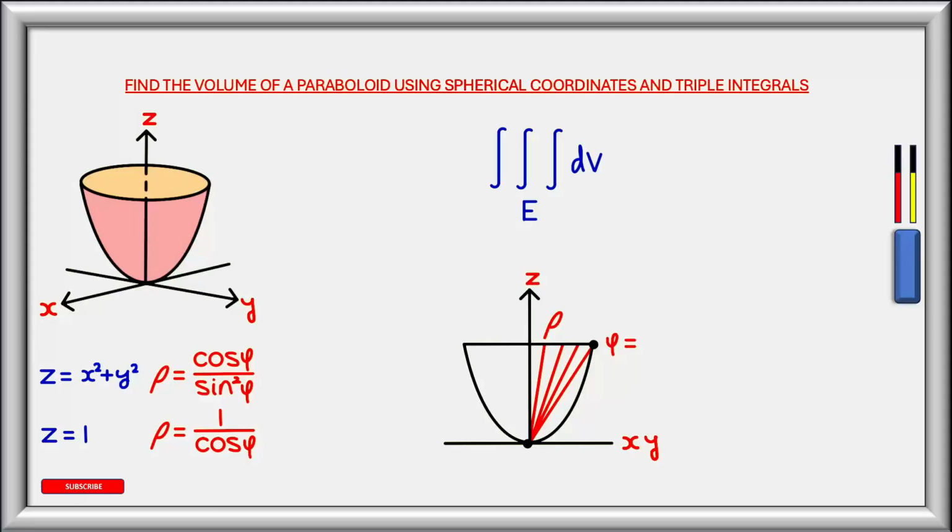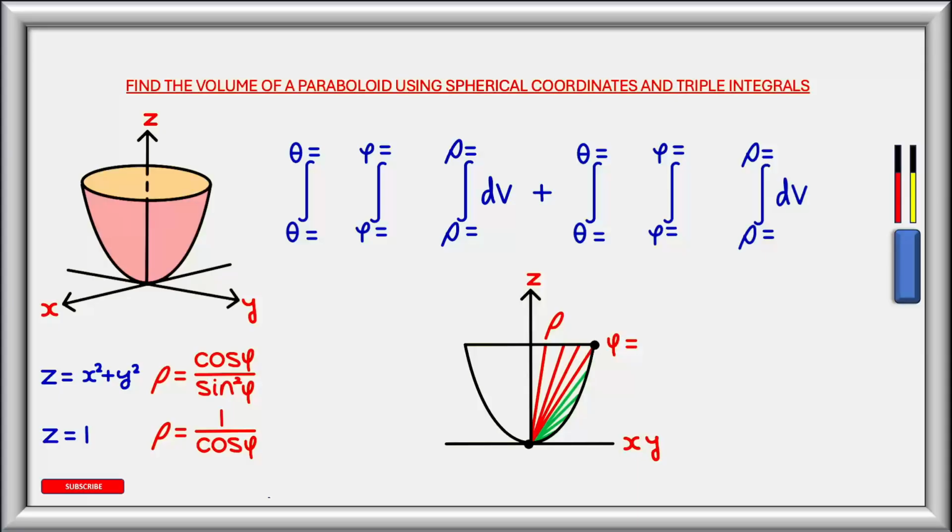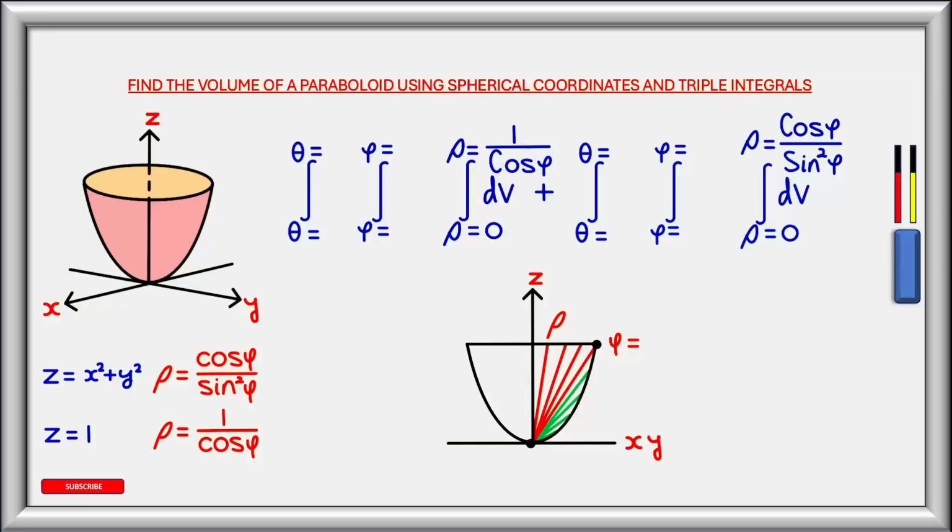And then at some angle of phi, its endpoint is governed by the paraboloid, which forms the remaining part of the structure. And so to find the volume of this structure, we need a pair of triple integrals. In the first, rho begins at the origin, or where rho equals 0, and extends to the plane where rho is equal to 1 divided by cos phi. And in the second, rho again begins at 0 and extends to the paraboloid where rho is equal to cos phi divided by sin squared phi.